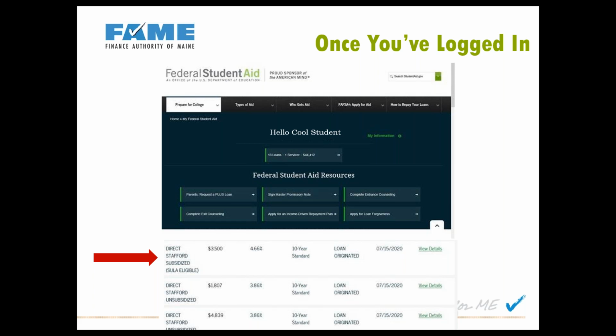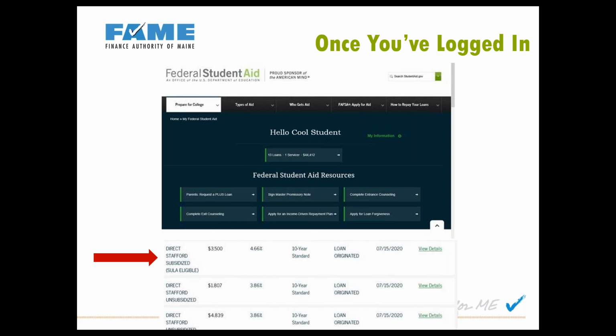On that subsidized loan, underneath it, it says SULA eligible. And I just want to point out what that is. SULA stands for Subsidized Usage Limit Applies. What that means is that because this is a great loan, you have to become eligible for it by applying for the FAFSA.